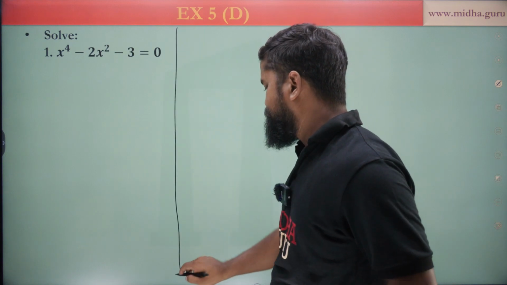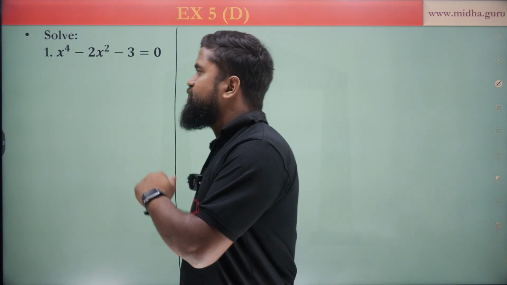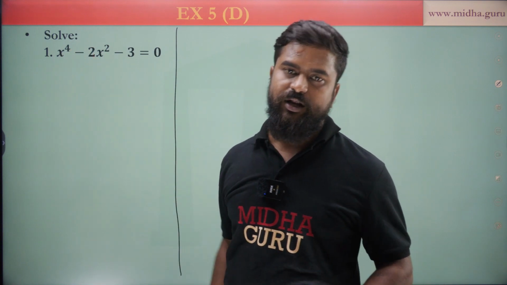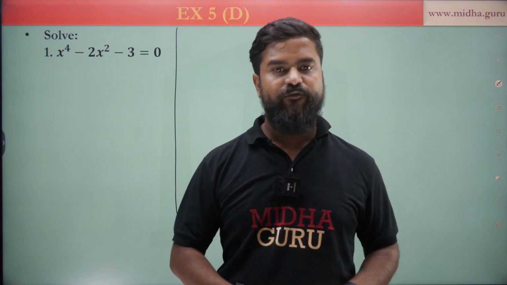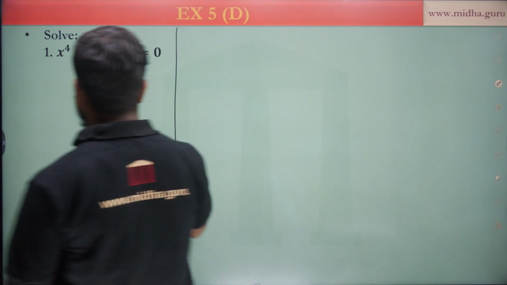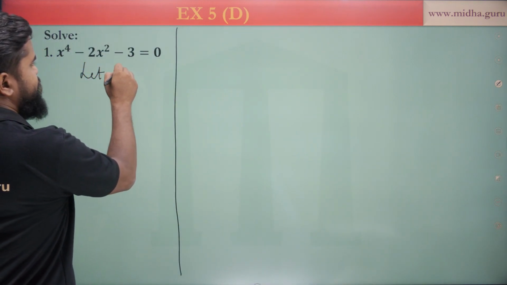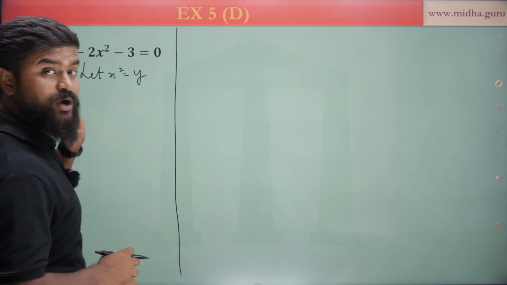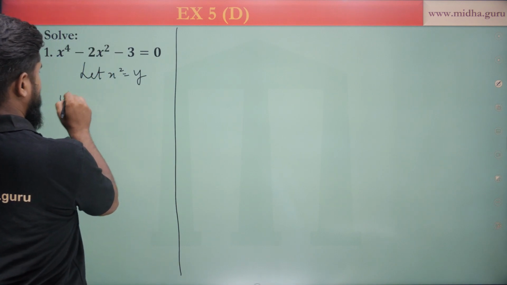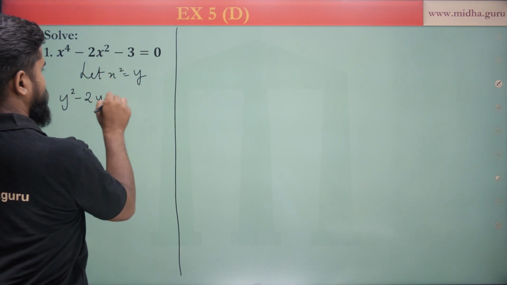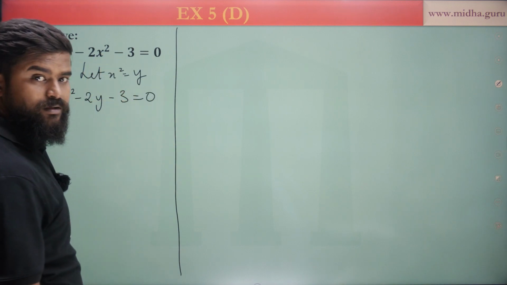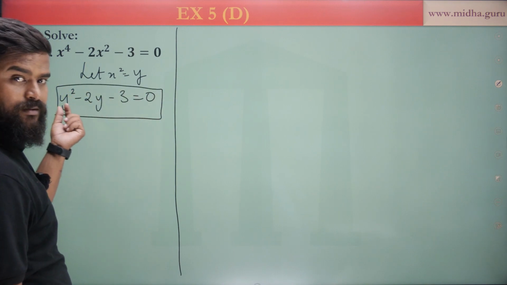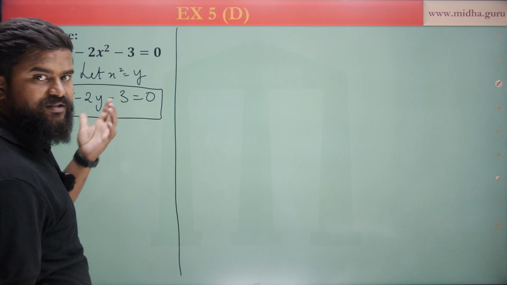Okay. So here we have x^4 minus 2x^2 minus 3 is equal to 0. As you can see, this isn't a quadratic equation anymore. It's become a biquadratic since its degree is 4. So what I can do is let x^2 be equal to y. I'll replace x^2 with y. Since x^4 is the square of x^2, I can write y^2 minus 2y minus 3 is equal to 0. This is my new quadratic equation that I'll solve for the values of y. Then I'll substitute them in x and find the values of x.